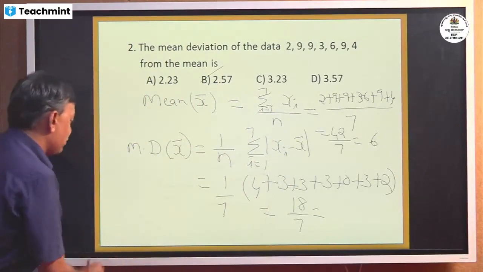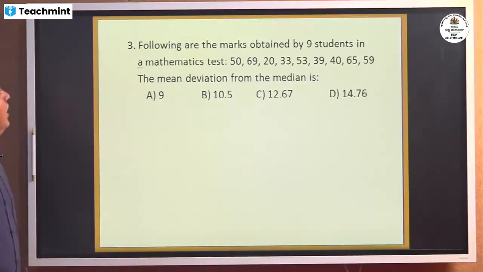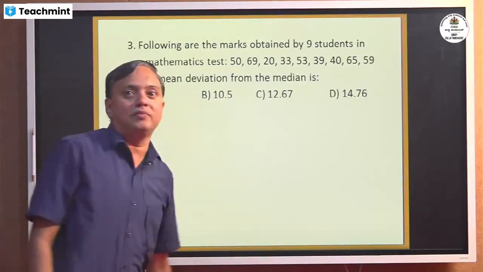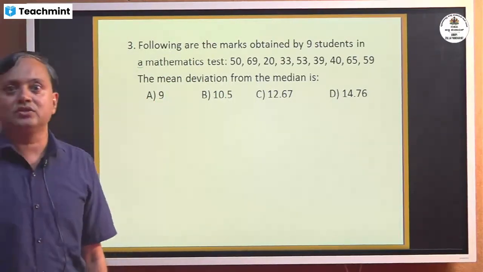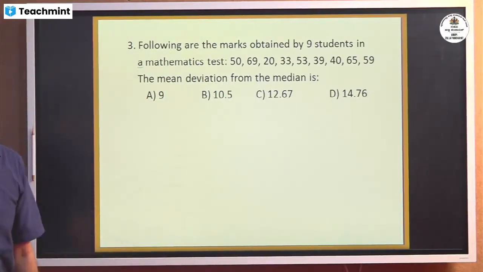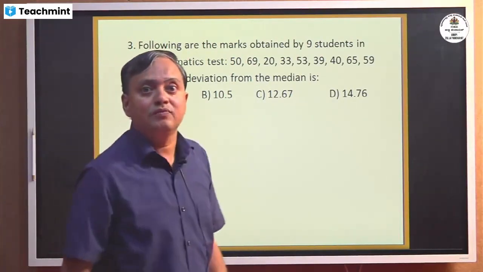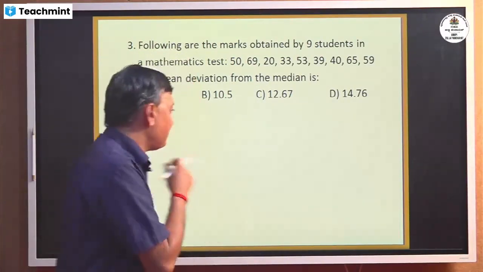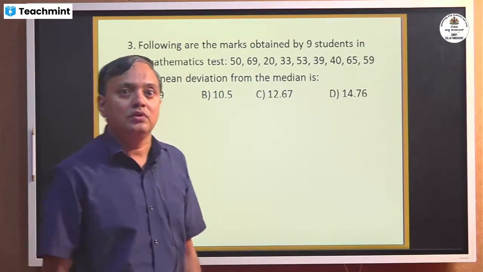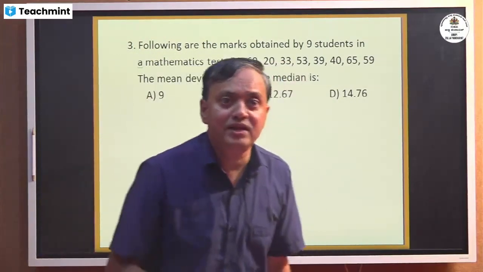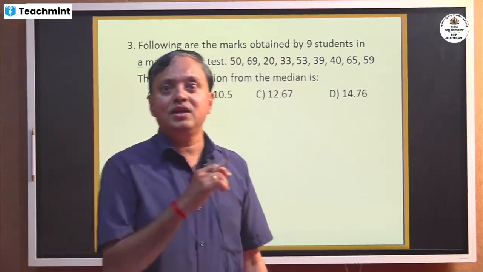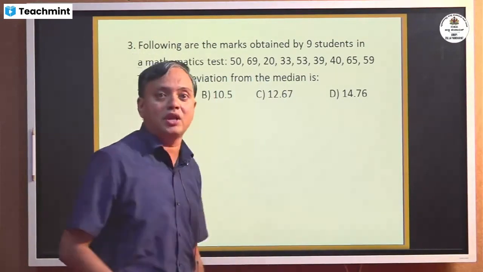Then the next question. Following are the marks obtained by 9 students in a mathematics test, marks given. Here we have to find the mean deviation from the median. In the previous question, we found the mean deviation from mean. Here we have to find the mean deviation about median.